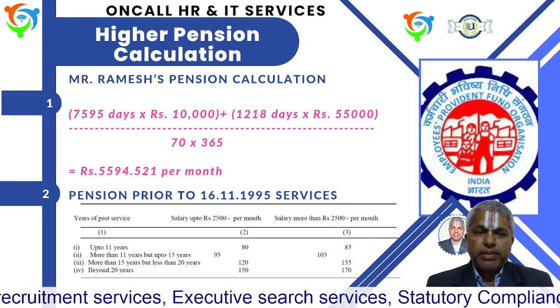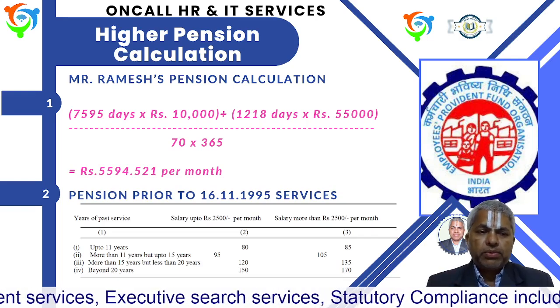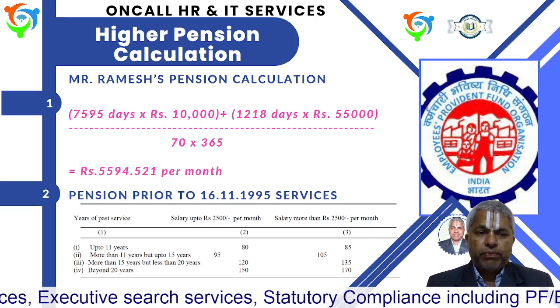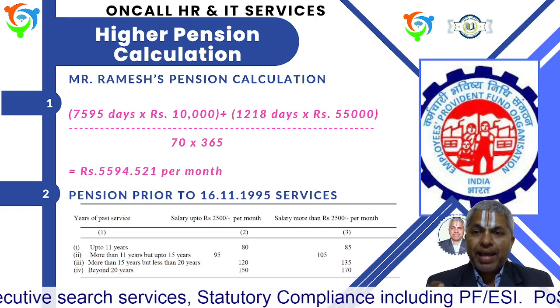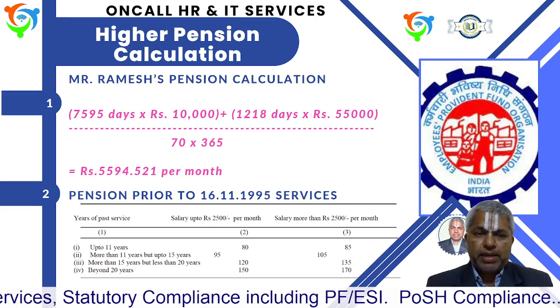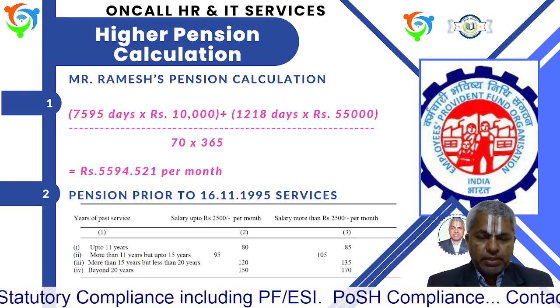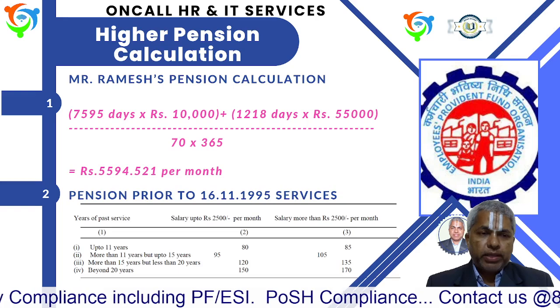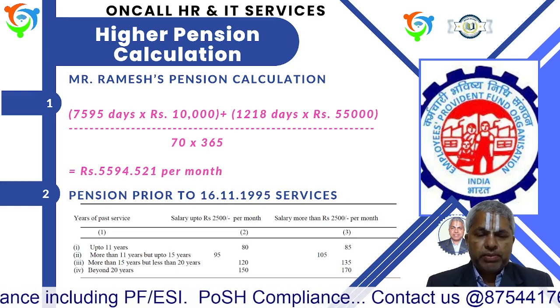So if we multiply these things, we will get 5,594.521. This is the higher pension. That's why we are taking this pensionable salary. Then higher pension in this example, how much you will get? 5,594 rupees you will get.